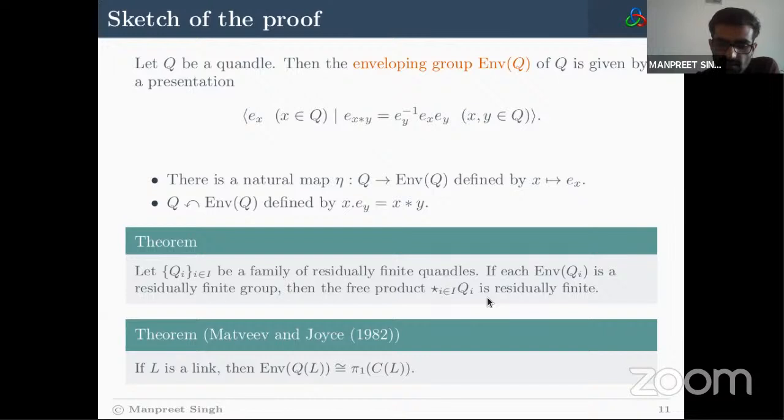if we look at split links, then one can easily observe that the link quandle of a split link is basically a free product of quandles corresponding to the non-split components. So if we can somehow prove that the enveloping groups of link quandles of non-split links are residually finite, then we are done by this theorem. And this is indeed true by the result of Joyce and Matveev, where they have proved that the enveloping group of any link quandle is basically nothing but the link group, and link groups are known to be residually finite, and hence this completes the proof.